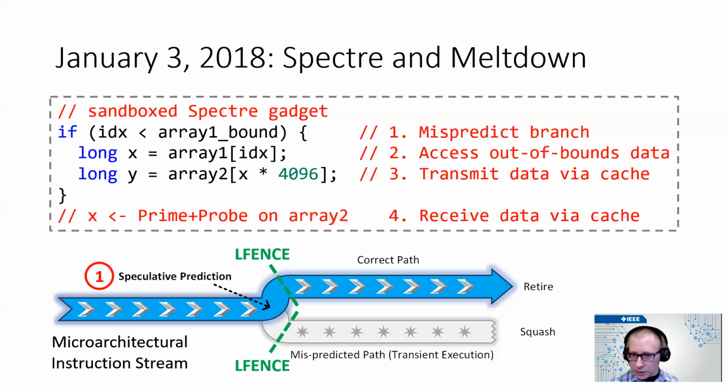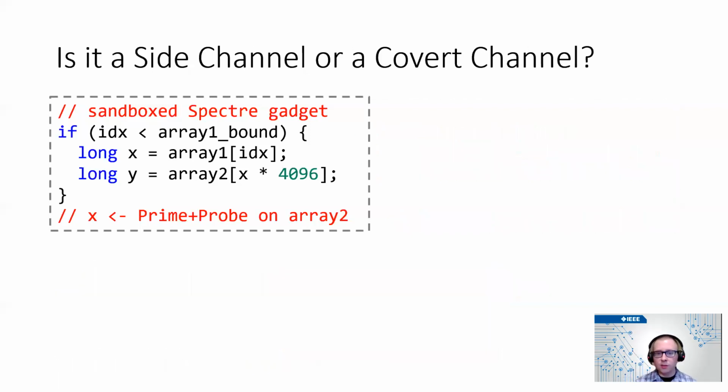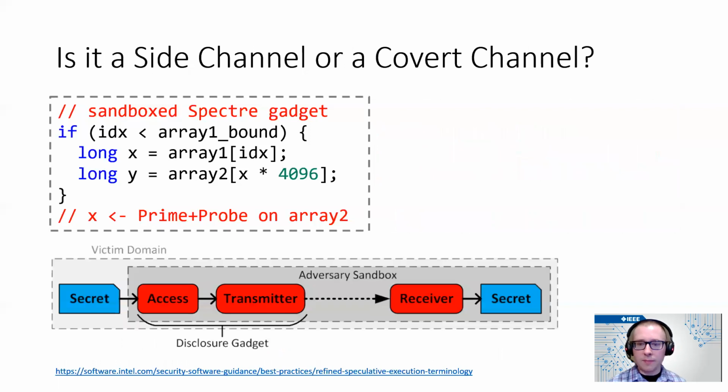And now for the important question. Is Spectre a side channel or a covert channel? Well, it's a bit easier to understand with this diagram, depicting the flow of some secret data traveling through the gadget from the victim to the adversary. The red rounded boxes indicate adversary code executed within the adversary's software sandbox. The combination of access and transmit instructions, those two array access operations, is often referred to as a disclosure gadget.